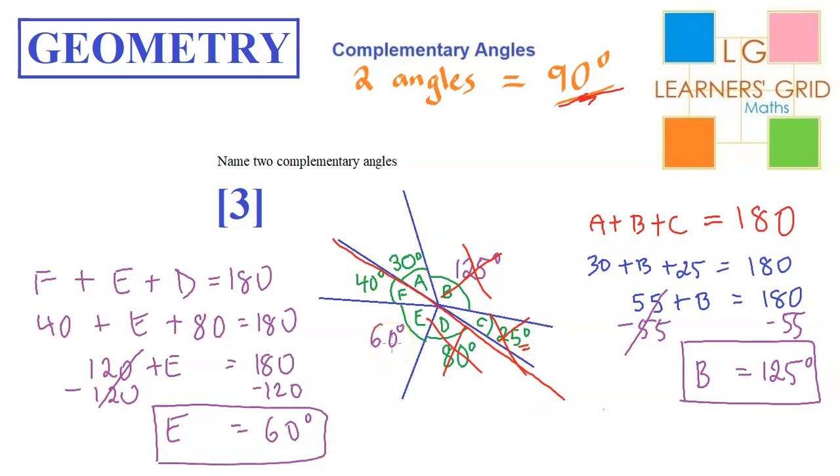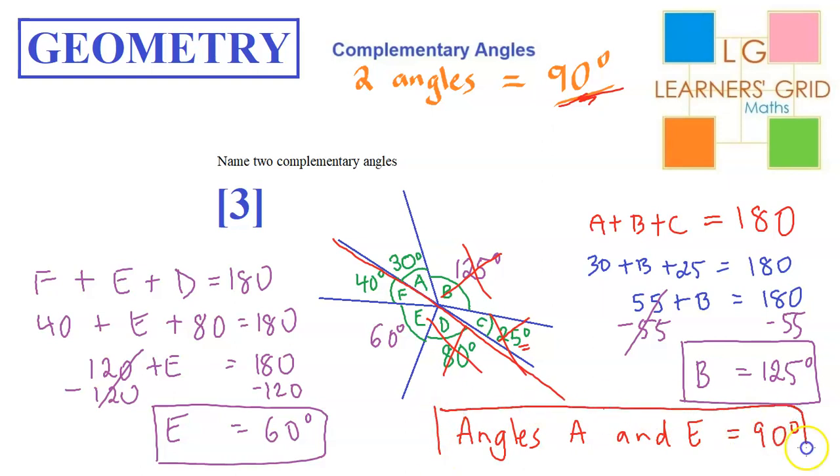I'm looking for 90, and you might be able to see very quickly that 30 and 60 equals 90. Therefore, the answer is my complementary angles are angles A and E, because they equal 90 degrees. And this would be my final answer right here. And that's how you do these kinds of questions.